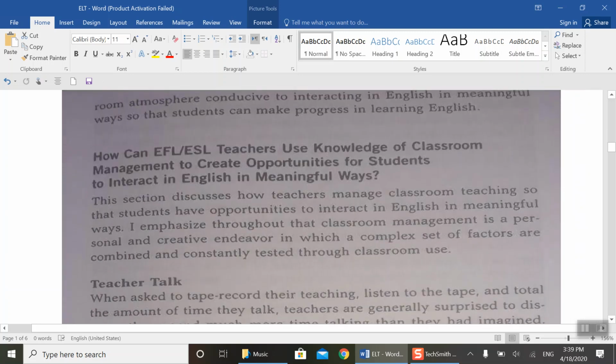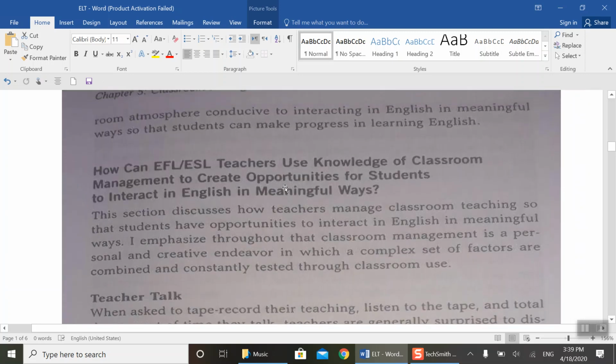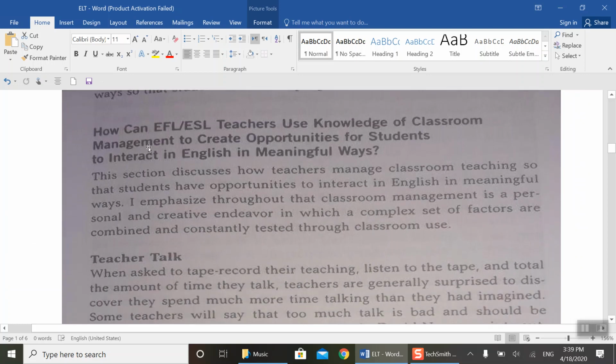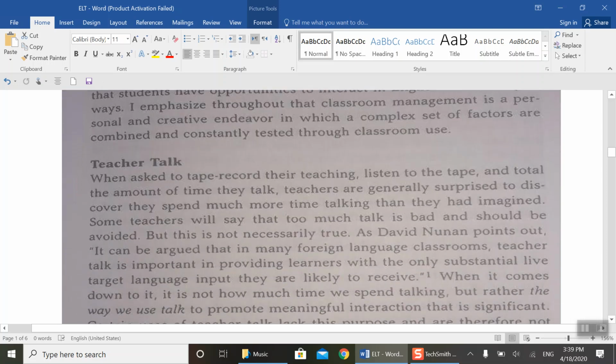Question number 2. How can teachers, ESL teachers, use knowledge of classroom management? This section discusses how teachers manage classroom teaching so that students have opportunities, chances to interact in English in meaningful ways. So first, teacher talk.